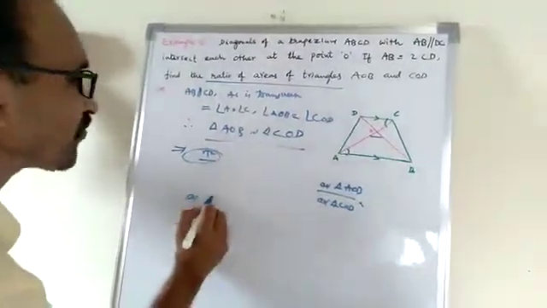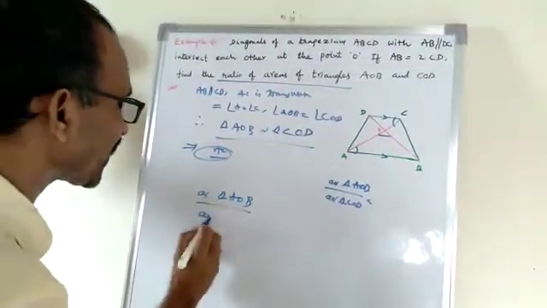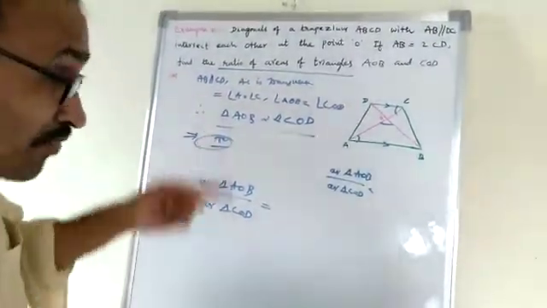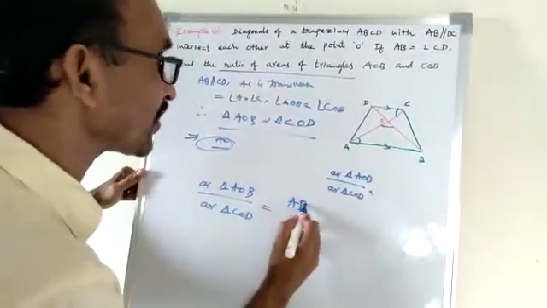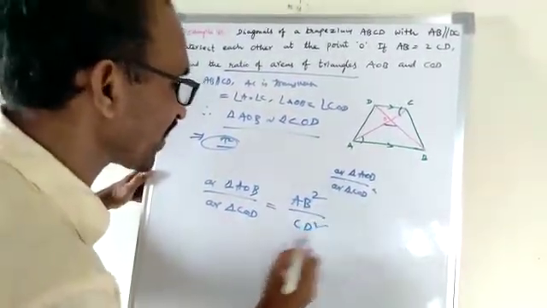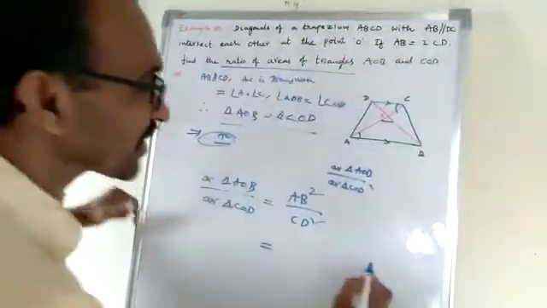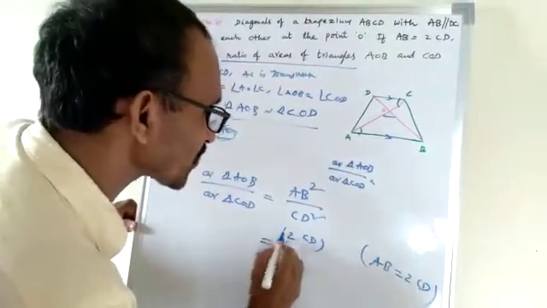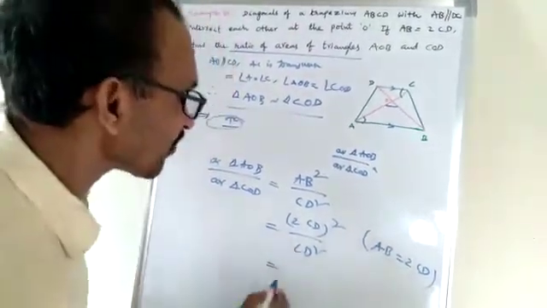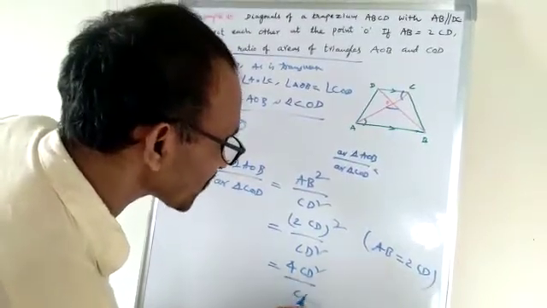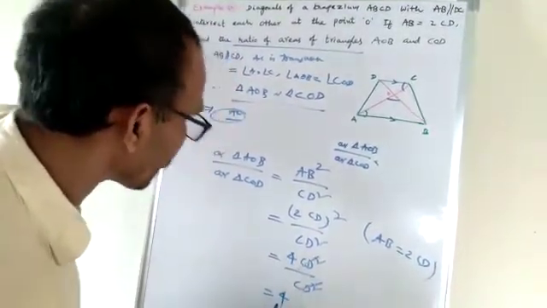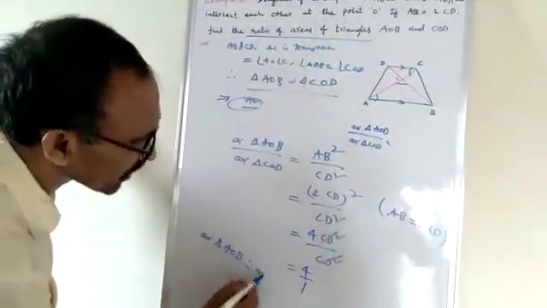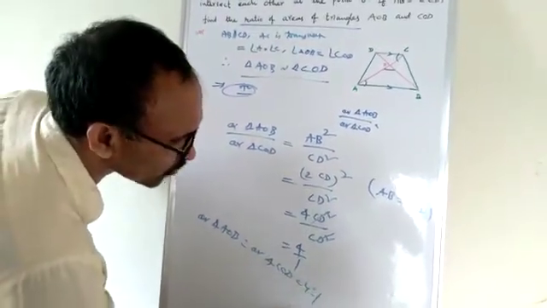So area of triangle AOB by area of triangle COD is equal to the ratio of squares of corresponding sides, that is AB square by CD square. What is AB? Given AB is equal to 2CD. So that implies 2CD whole square by CD square, which is 4CD square by CD square, equal to 4 by 1. So what is the ratio? Area of triangle AOB is to area of triangle COD is equal to 4:1. Thank you.